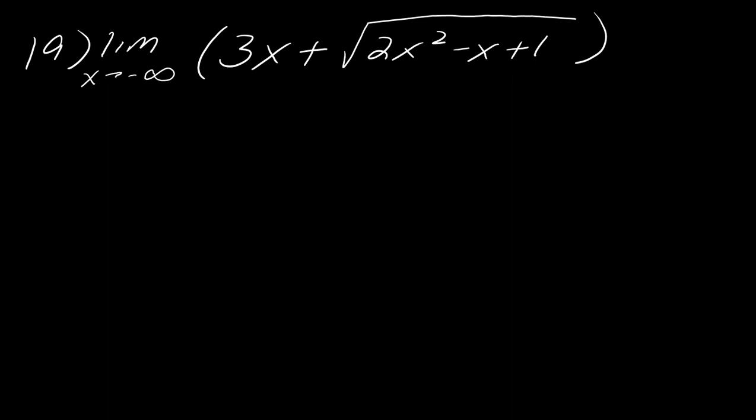So for 19 here, the limit as x approaches negative infinity of 3x plus the square root of 2x squared minus x plus 1. Now, this one is a little tricky. I've brought this up many times. When you're taking a test or when you're showing something to your instructor, you don't want to do calculations necessarily with infinity. A lot of instructors don't like that. But in the back of your head, you probably are doing calculations with this.